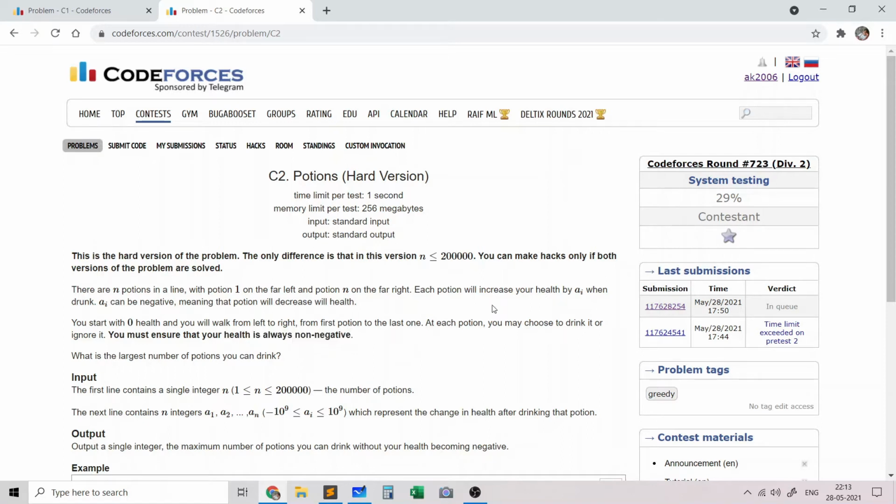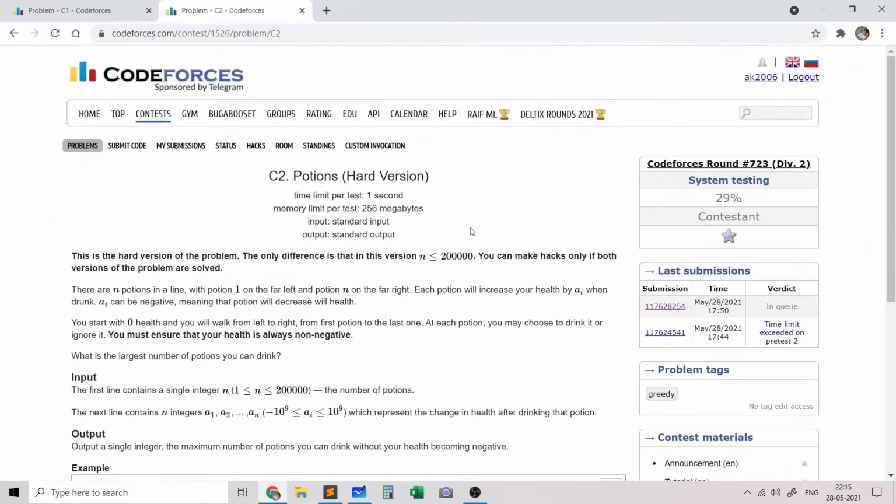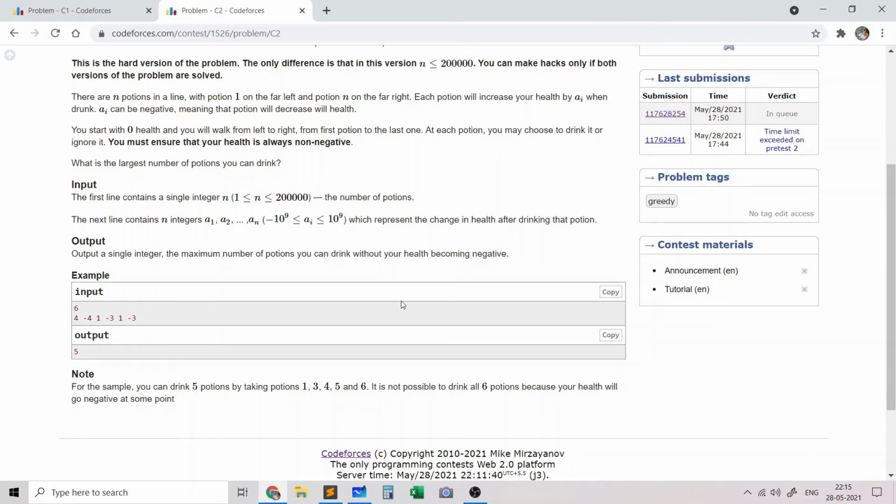So let's look at the sample test case. We are given n, the number of potions, which is equal to 6. Then these are the indices of the potions, and the health values of the potions are 4, -4, 1, -3, 1 and -3. In this sample test case, the optimal way is to choose potions 1, 3, 4, 5 and 6, and this results in a health value which is greater than or equal to 0 at each point when going from left to right. Hence the output is 5, and you can check that this is the correct output.